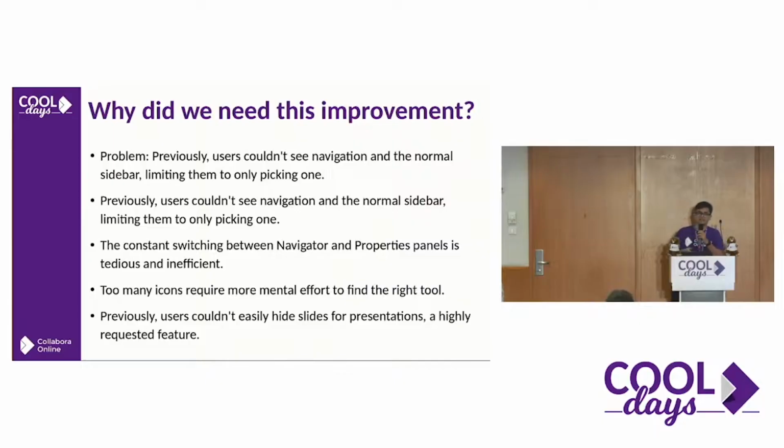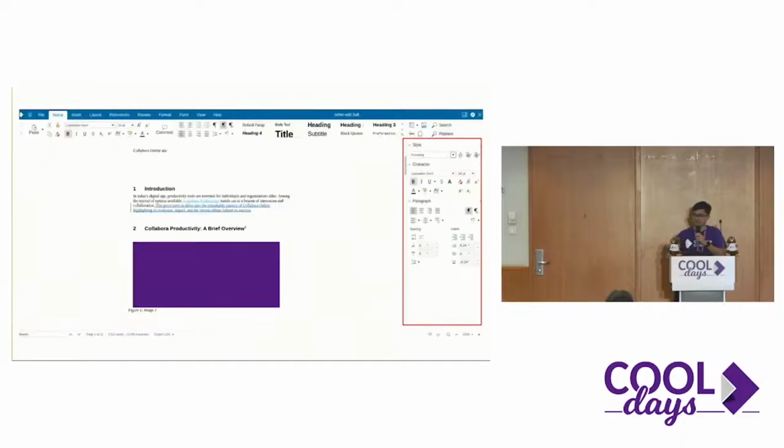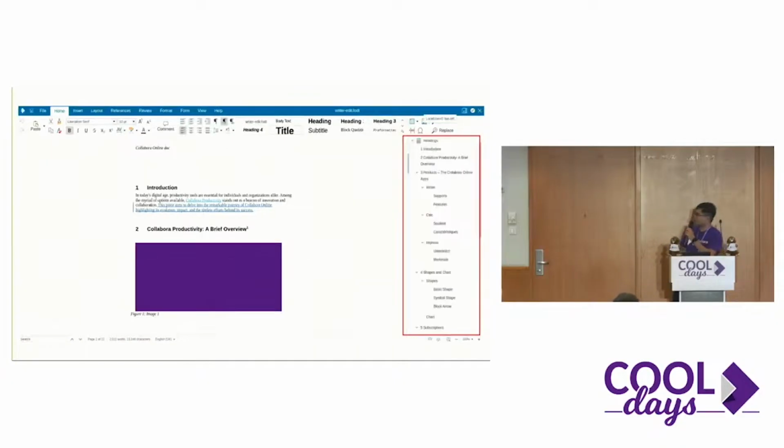So mainly there are three reasons. First one is we have the normal sidebar and the navigator. Both are on the right side of the document. So whenever a user wants to see both things at once, like if he wants to go to any element using the navigator and at the same time wants to change something using the sidebar, there is no option to do that. So that's the first issue.